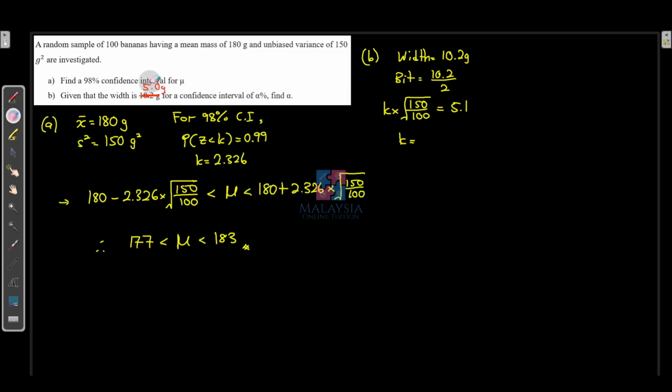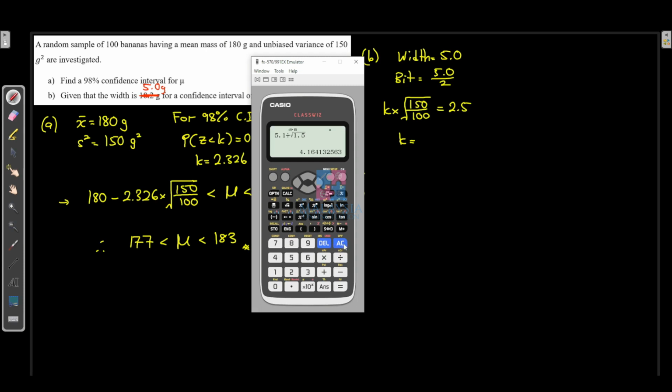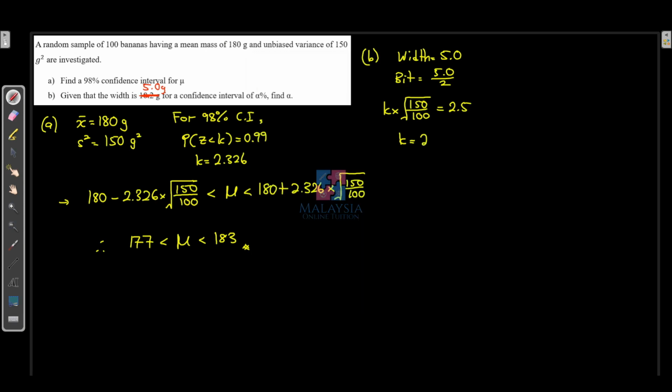Let's try to use a width of 5.0 grams, and see whether we get an acceptable answer or not. So the width is 5.0, and the bit is 5.0 divided by 2, so this is 2.5. Let's recalculate the value of k. Now our k is 2.5 divided by square root of 1.5. So we get k to be 2.041. That is better actually. 2.041 is something that we can have from the normal distribution table.